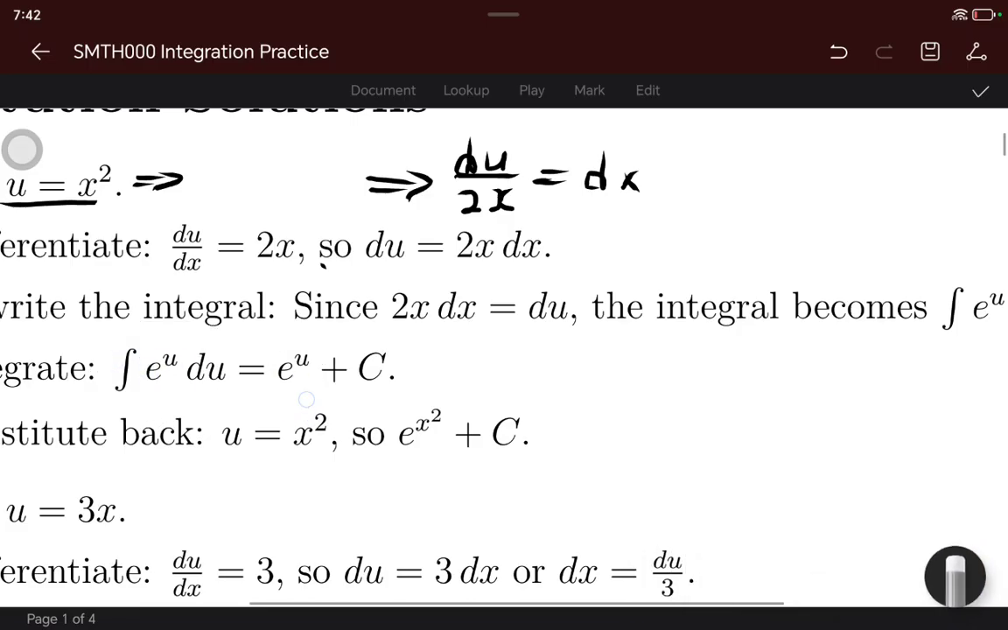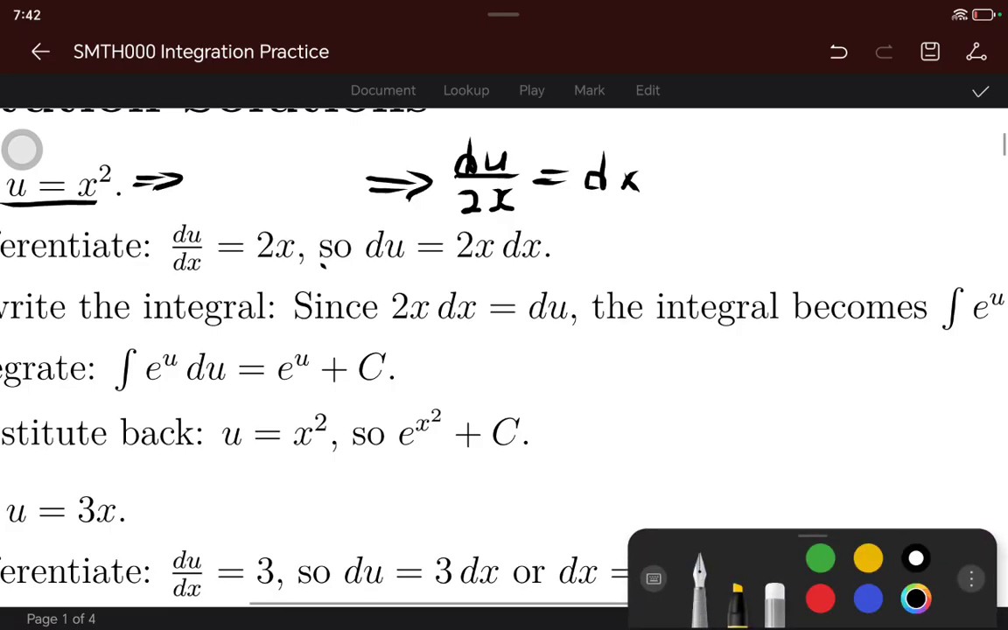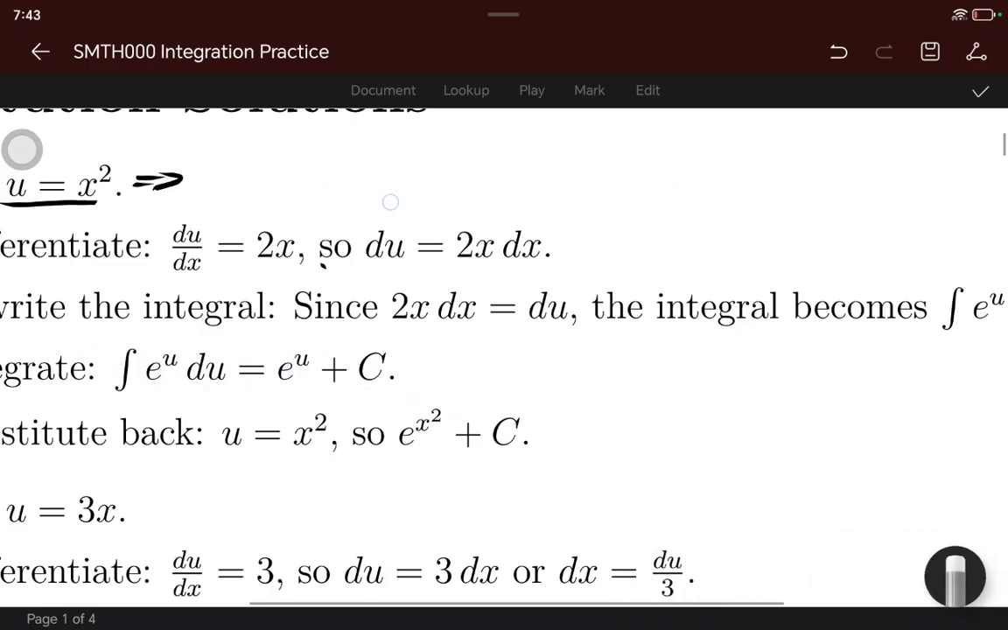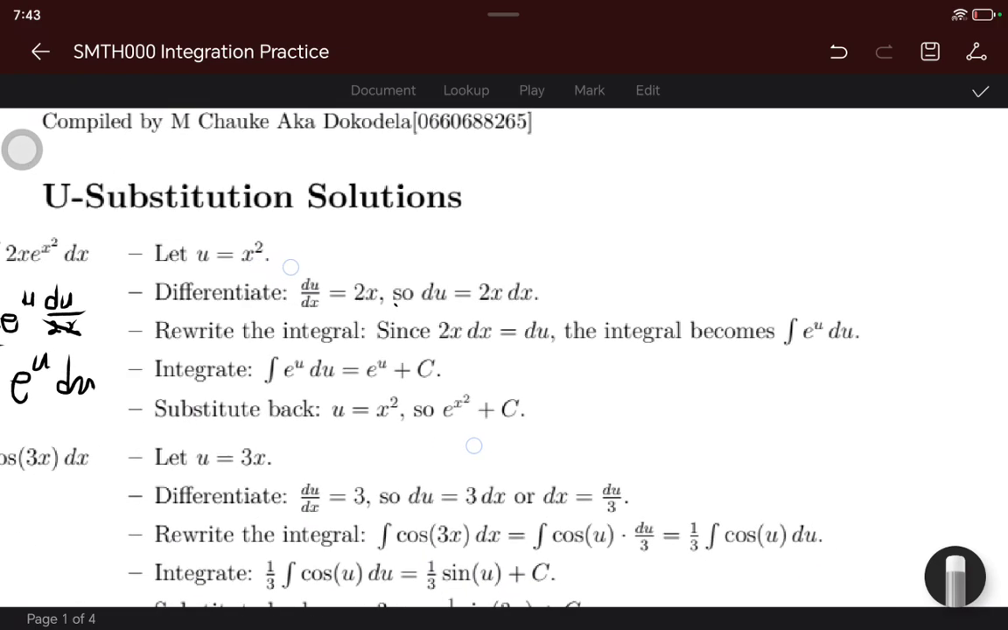Remember last time I said that every time after you have removed these signs, that's when you can put plus c. If there are still those signs, you don't put plus c. So we integrate completely, then we put plus c. Right? So this was just a simple question.